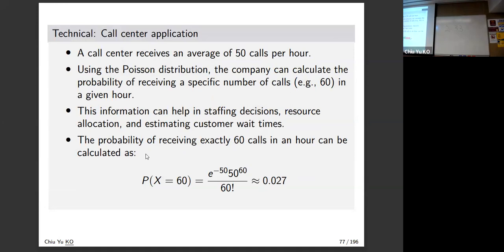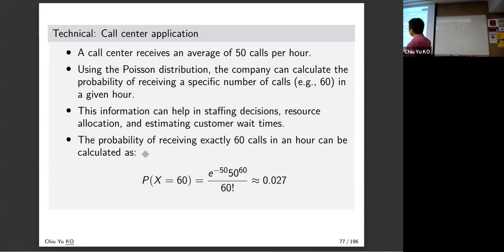And you can use Poisson, that's what we do, to calculate how likely you are to have more than 60 calls. And then you can calculate how many staff you want, how to calculate the waiting time, how to do resource allocation. Because if you assume Poisson, then the formula is like this: e to the minus lambda, lambda to the x, over x factorial. This is the formula, right?